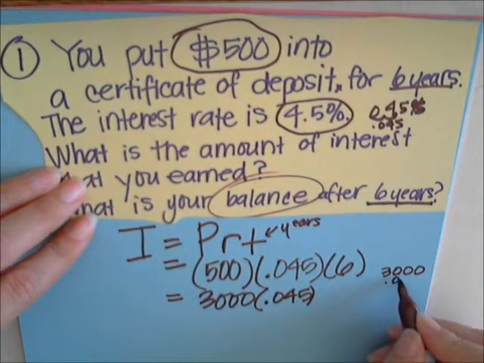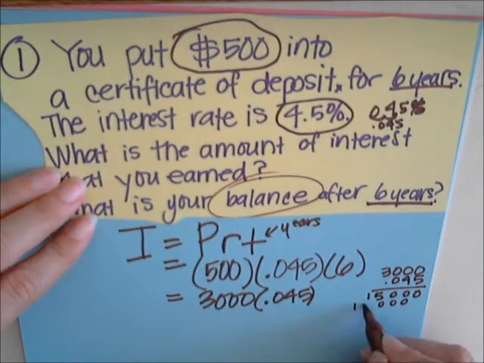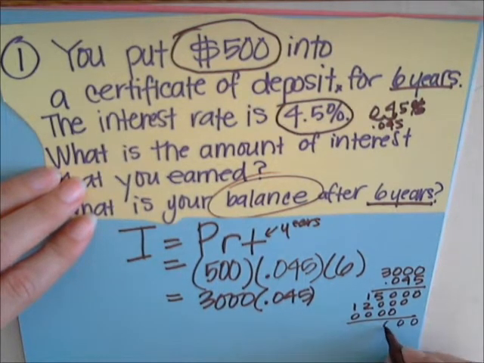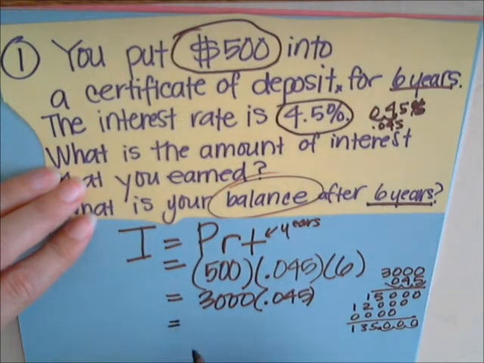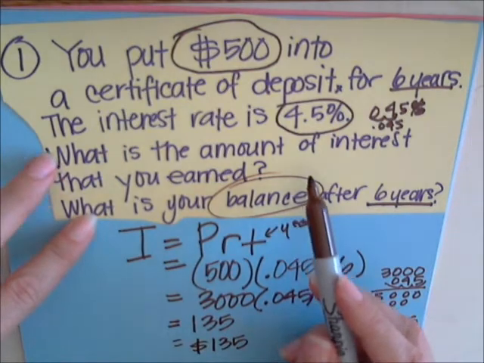times 0.045. Okay, so 0, 0, 0, 15, 0, 0, 0, 12, and then I also get 0, 0, 0, 0. Okay, so 0, 0, 0, 5, 3, 1. So 1, 2, 3, 1, 2, 3. My answer is 135. Okay, so I make $135 in interest. So that answers my first question.